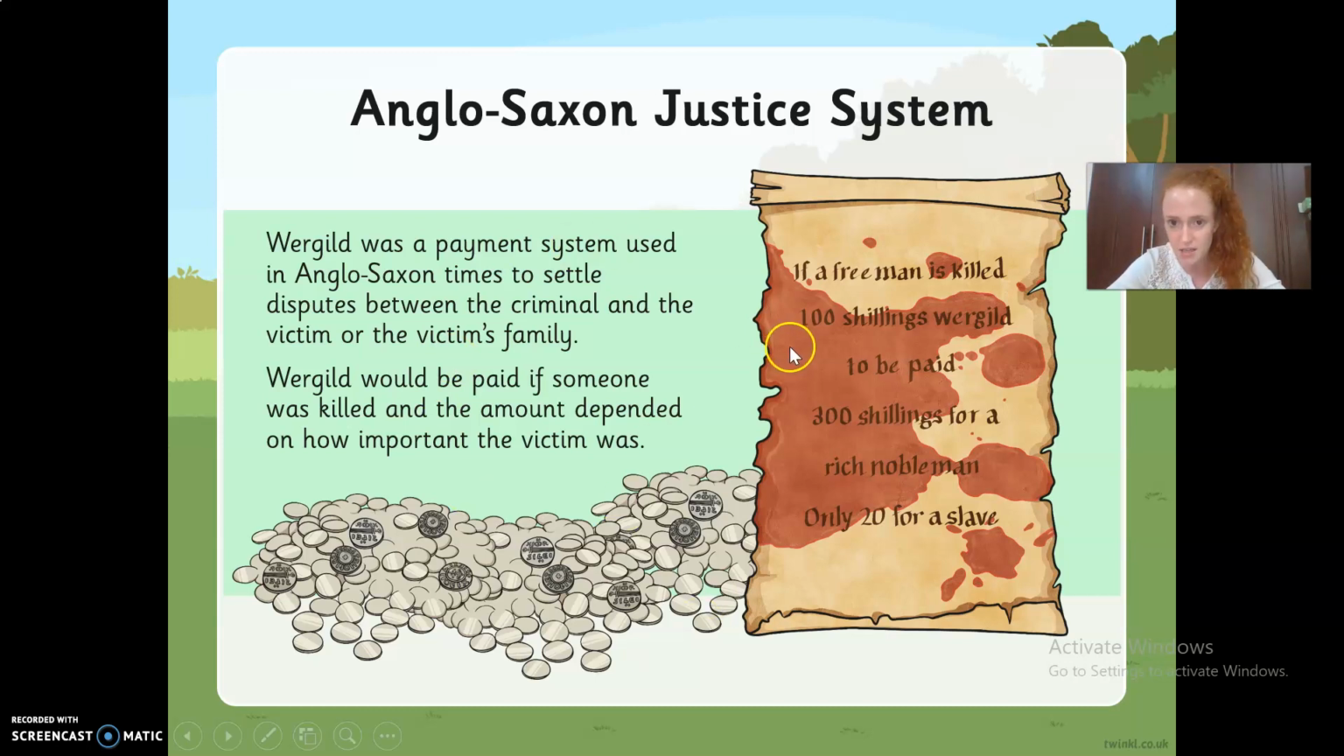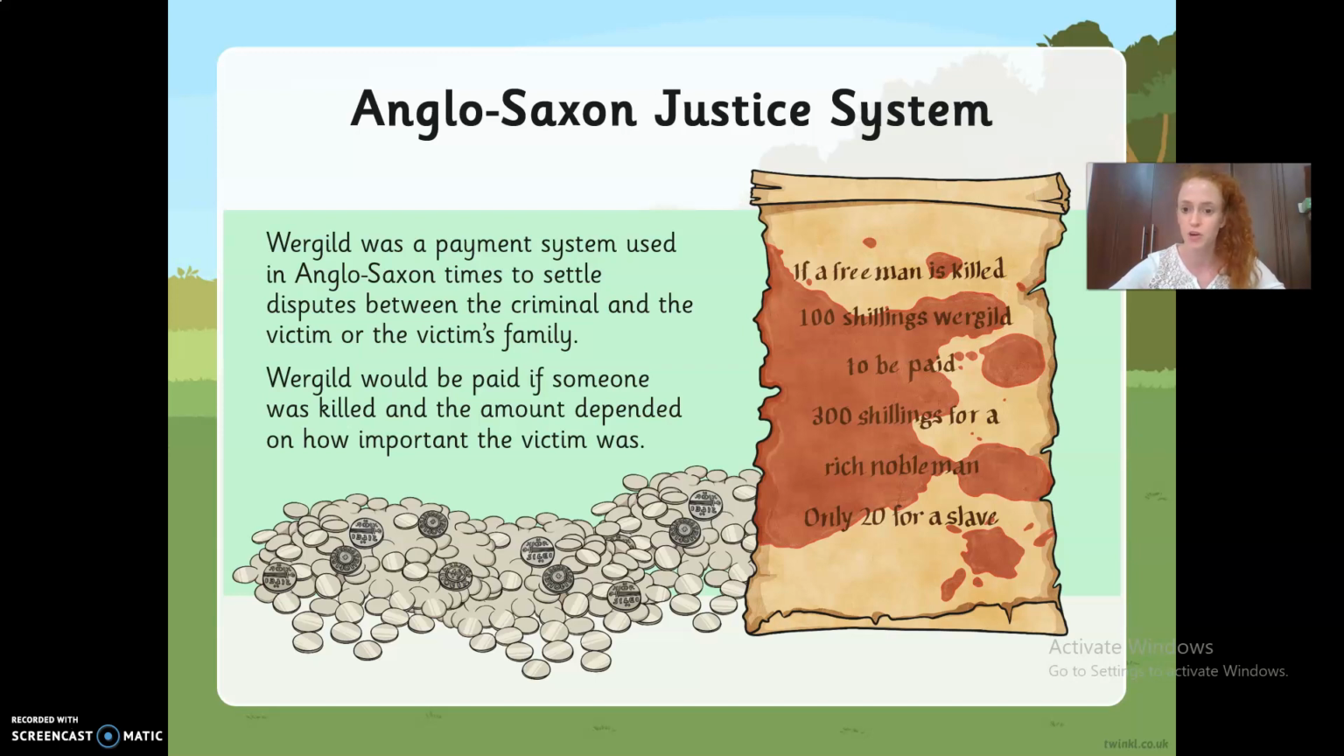So if you can see here, if a free man is killed, 100 shillings wergild to be paid, 300 shillings for a rich nobleman, and only 20 for a slave. So it depended on how wealthy you were, how much money was actually paid for you. So if you literally had no rights and were a slave, that was the least price they had to pay.